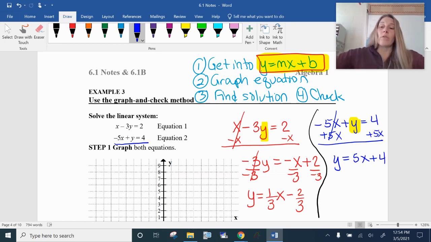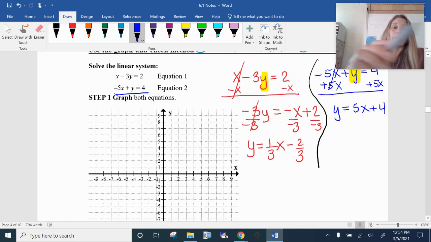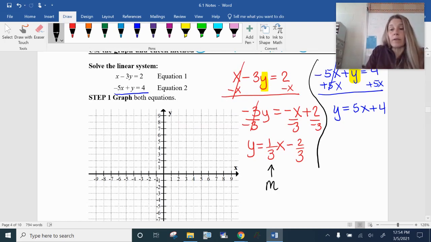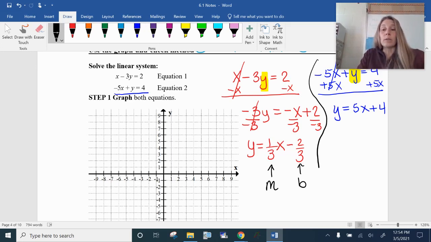Now, if you remember how to graph equations, typically you want to find your m, which is the number in front of the x, and then your b, which is the number that's adding or subtracting to the end. So in the first equation, it's the 1/3 for the m and the negative 2/3 for the b. In this equation over here, your m, or your slope, is 5, and your b is 4.